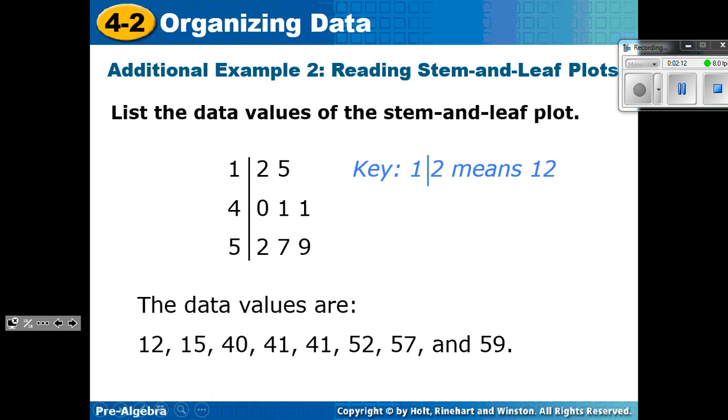Okay, so down here at the bottom we have all of the numbers that are represented in the stem and leaf plot. This makes 12. This with this makes 15. And then we've got 40 and 41. Notice if a number comes up twice in your data set, then it appears twice in your stem and leaf plot as well. Then we've got 52, 57, and 59. So that's a stem and leaf plot to represent this data.